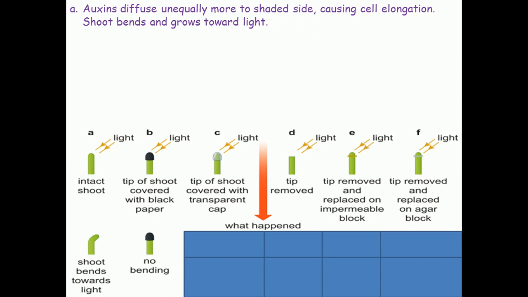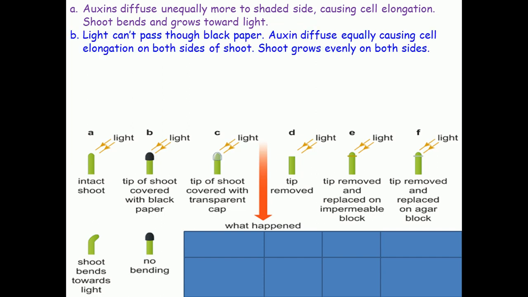The result is there's no bending of the shoot. This is because light can't pass through the black paper, and therefore the auxins can't respond to the light. So instead, when they diffuse, they will diffuse equally, causing cell elongation on both sides of the shoot. That means they don't respond to the light by diffusing unequally. They'll just diffuse how they normally would on both sides of the shoot.